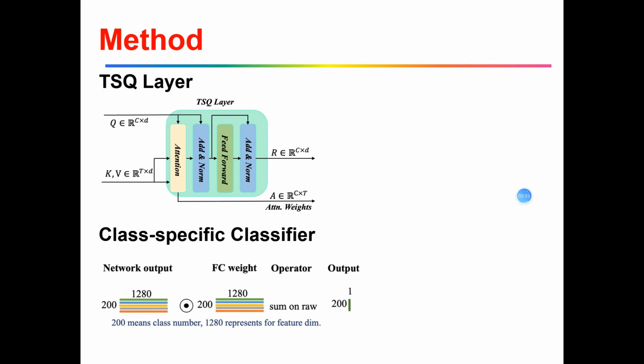The basic structure of the TSQ layer consists of a standard cross-attention layer and an FFN. It outputs the network output and cross-attention rates. The class-specific classifier is applied to obtain a cross-video class prediction.